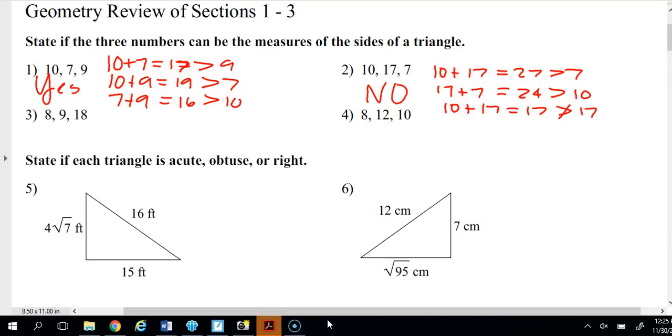The next one is number 3. Again, we're going to add these two together. 8 plus 9, that's 17. 17 again is not greater than 18, so this is no as well.